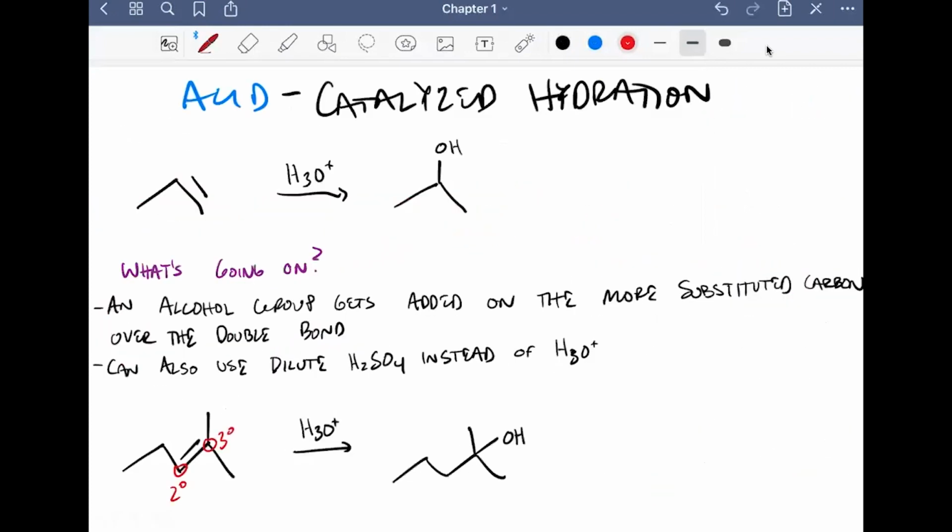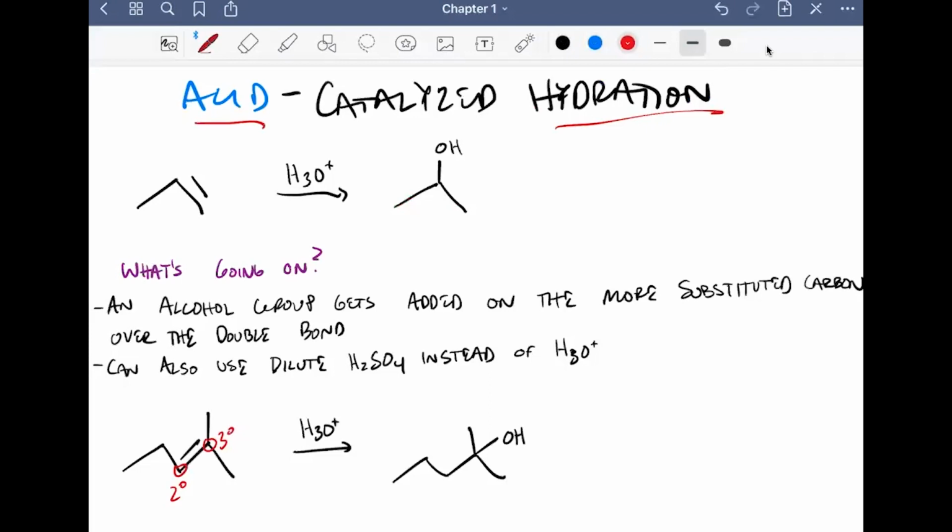Acid-catalyzed hydration. There's a couple keywords here. Acid, so we're dealing with some sort of acid, and it's hydration. So you're adding an OH, you're adding an alcohol. So there's a couple keywords there, and I wrote here that an alcohol group gets added onto the more substituted carbon of the double bond. You can also use dilute H2SO4 instead of H3O+. You'll probably see a lot of H3O+ instead of that dilute H2SO4.